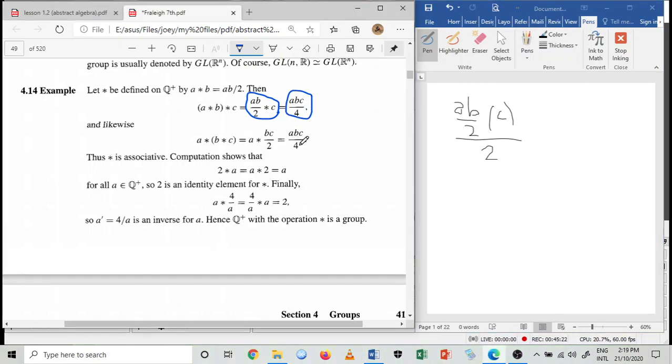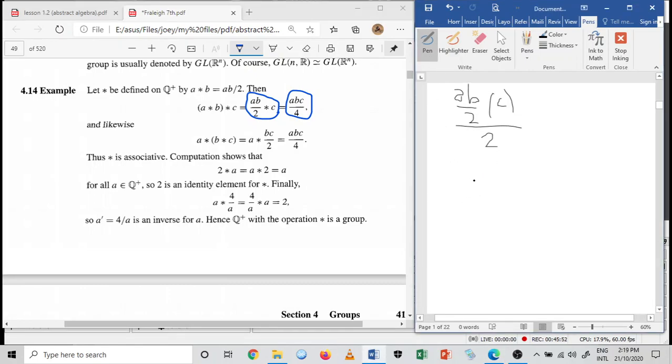But ABC over 4 can be written as BC over 2 times A all over 2, which can be A operation BC over 2, which is just equal to A operation the quantity BC. Okay? For a more formal way of writing that one. So, for proving that one. So, we have the quantity A.